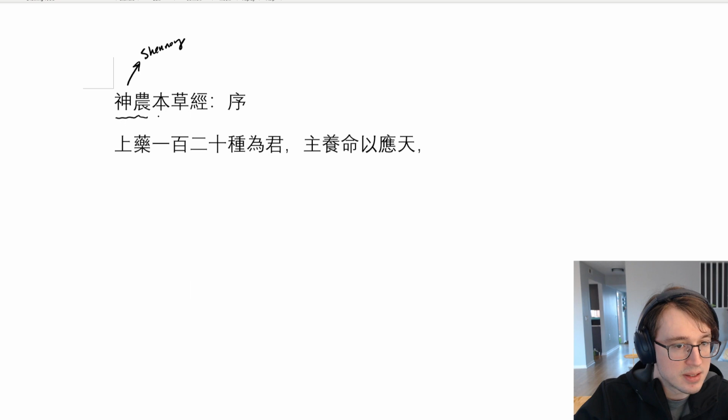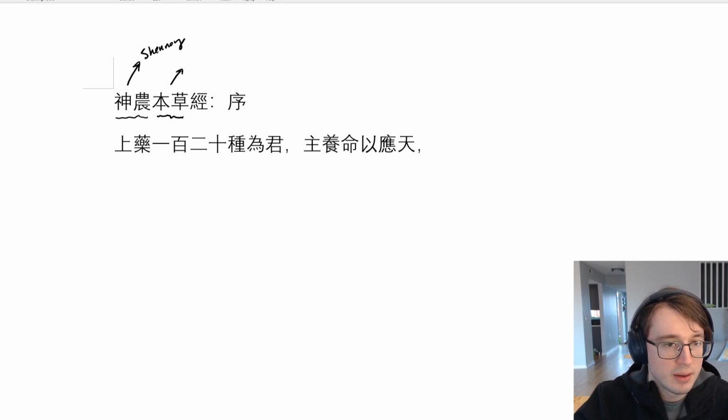Now, these second 2 characters here, Bencao, they generally get translated as Materia Medica.